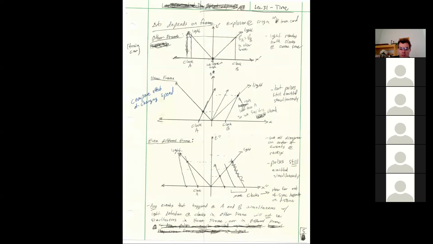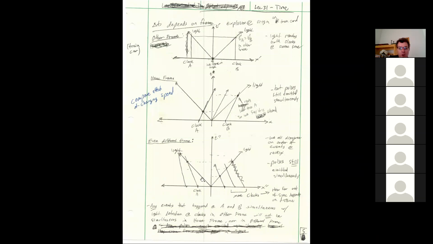So what looks simultaneous to someone on the train looks like it happened at two different times to a person on the ground. And it gets even weirder. If the train had been going in the other direction, the order of those two events would get flipped.